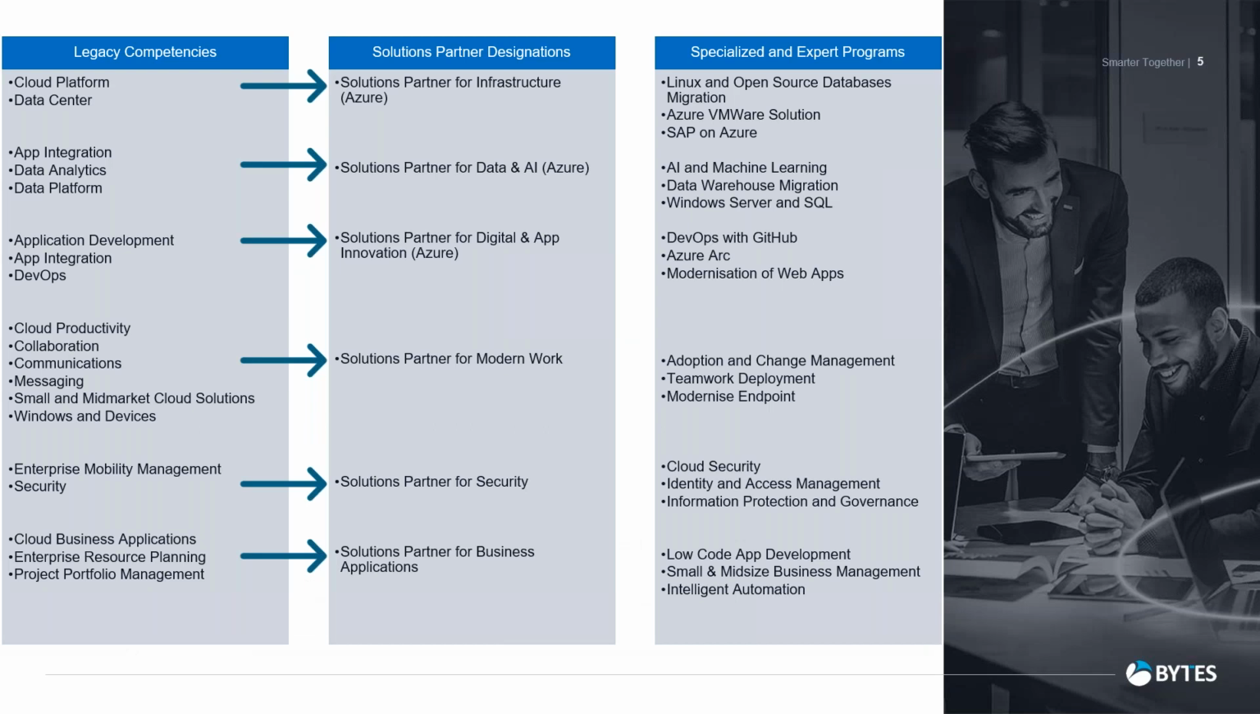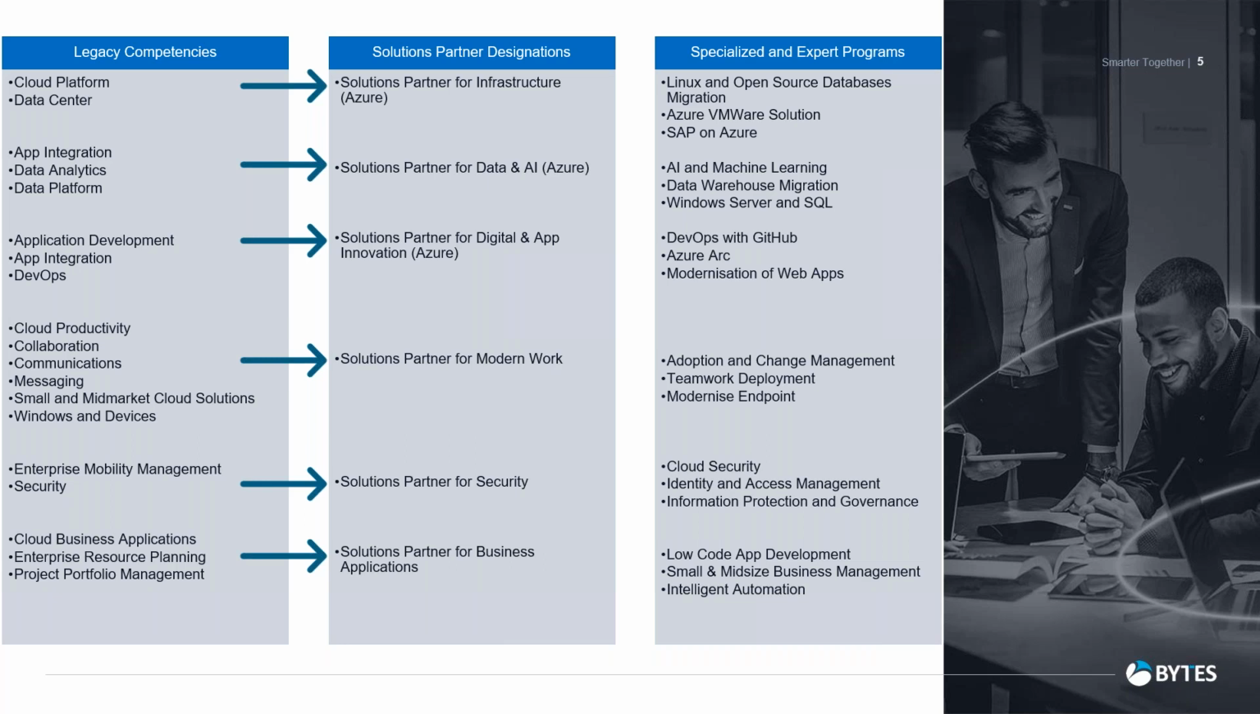I wanted this to be a good one pager essentially for your reading deck when you go into your partner center. You can say, okay, I know that we've got cloud platform and we've got data center, both gold. What would I move across to? In that situation, you would move across to the solution partner for infrastructure, as seen in the middle column.